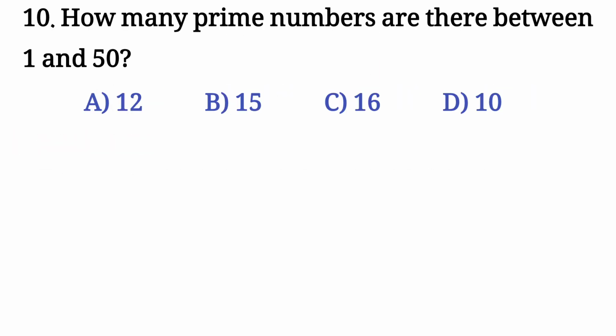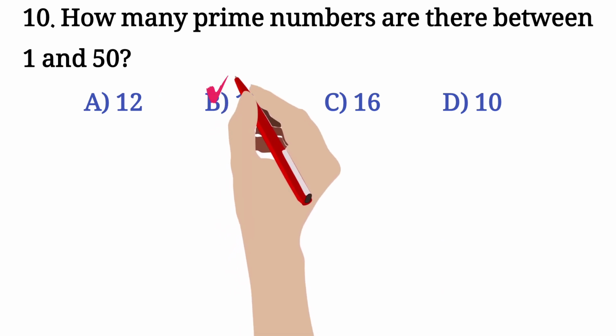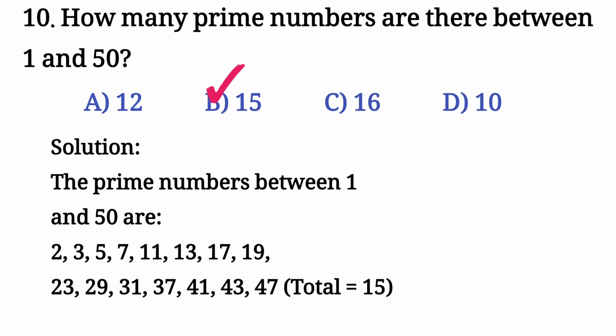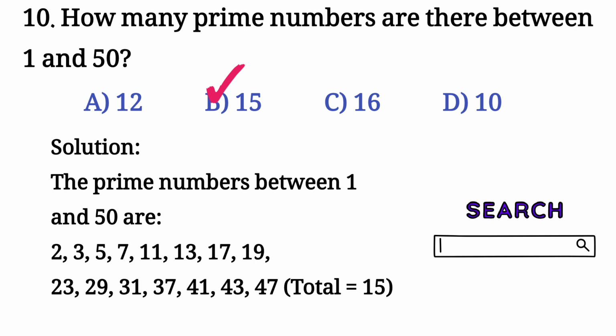Question number 10. How many prime numbers are there between 1 and 50? The correct option is option B, 15. The prime numbers between 1 and 50 are 2, 3, 5, 7, 11, 13, 17, 19. So the total comes to 15.